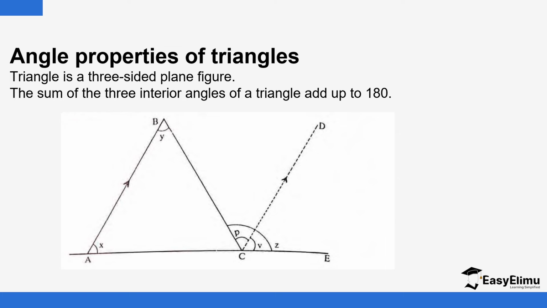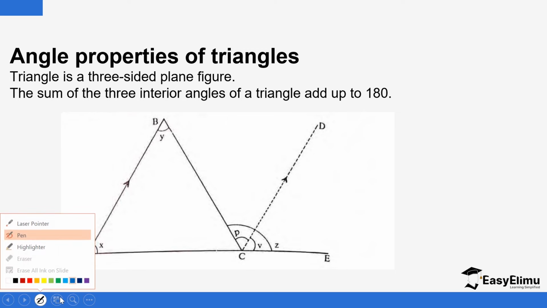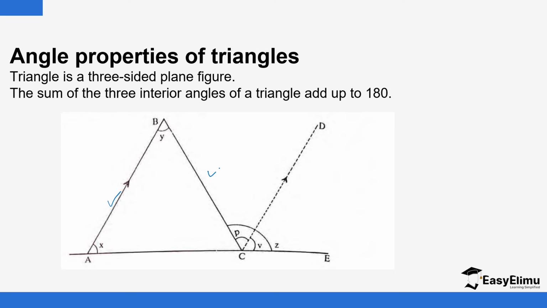So this is what we call a triangle, ABC, that shape. It is actually called a polygon, one of the polygons, those figures that are bounded. A triangle is normally bounded by three sides. There is this side here, there is this side, and there is that side. That's a triangle, a three-sided figure. We say a triangle is a three-sided plane figure.